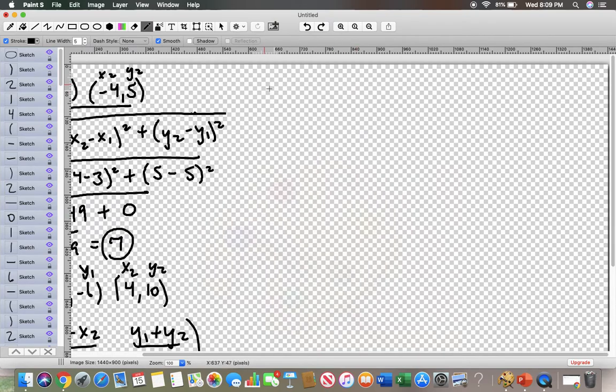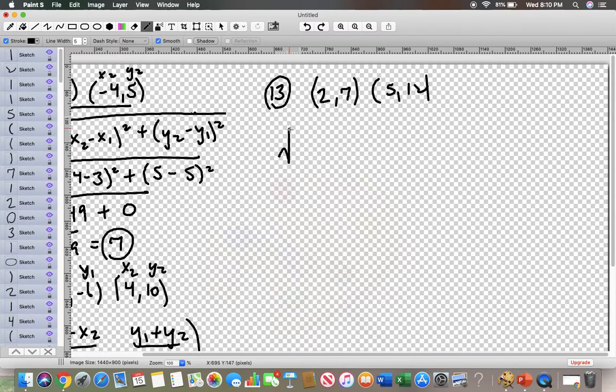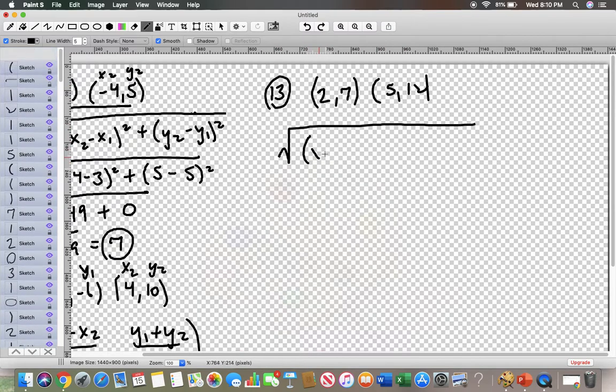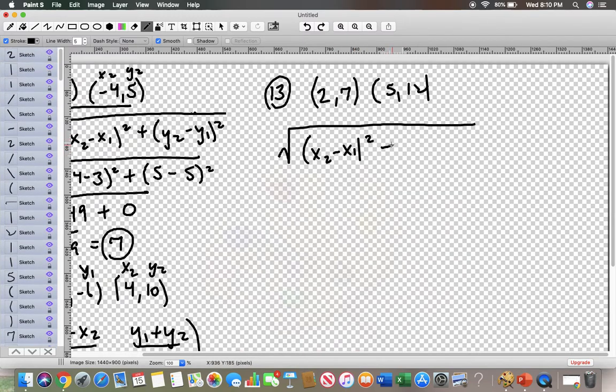Number 13. It says find the distance between the following points and give your answer as both a simplified radical and a decimal rounded to the nearest tenth. So we're going to have 2 answers on these ones. Finding the distance between (2, 7) and (5, 12). So write my distance formula: the square root of (x sub 2 minus x sub 1) squared plus (y sub 2 minus y sub 1) squared.